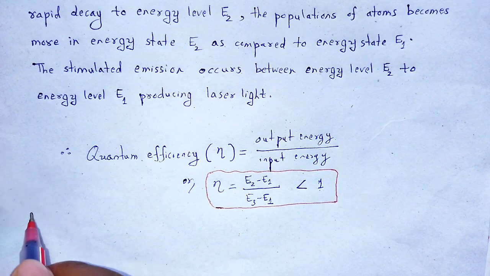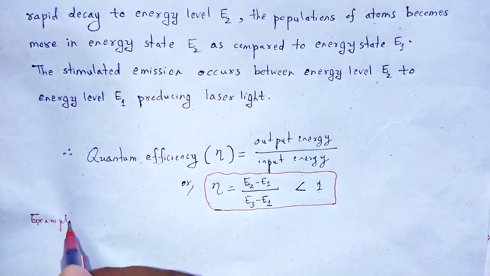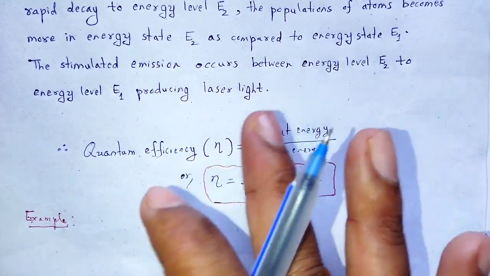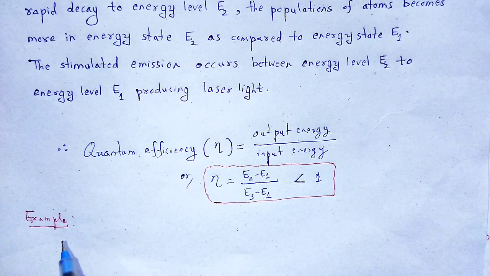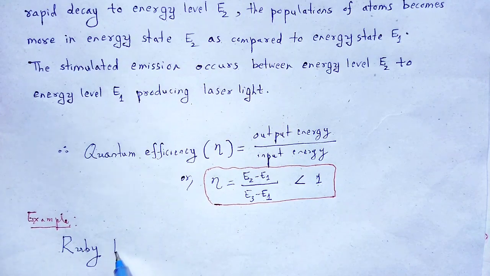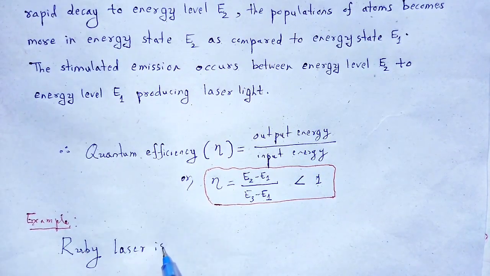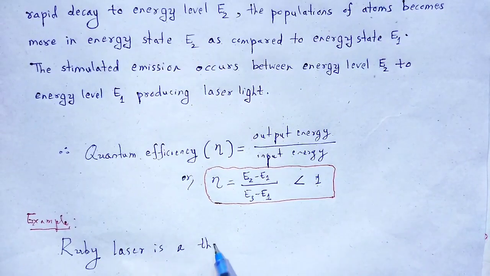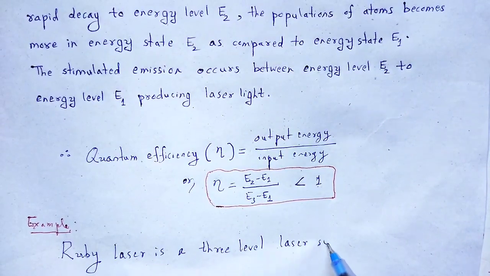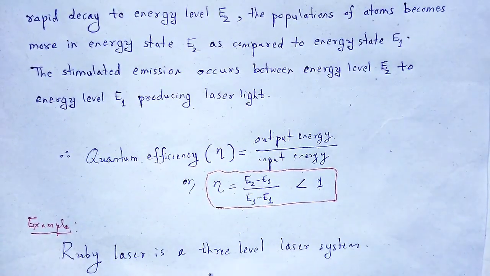An example of a laser which acts using 3-level laser system is the ruby laser. Ruby laser is a 3-level laser system. Ruby laser is an example of 3-level laser system.